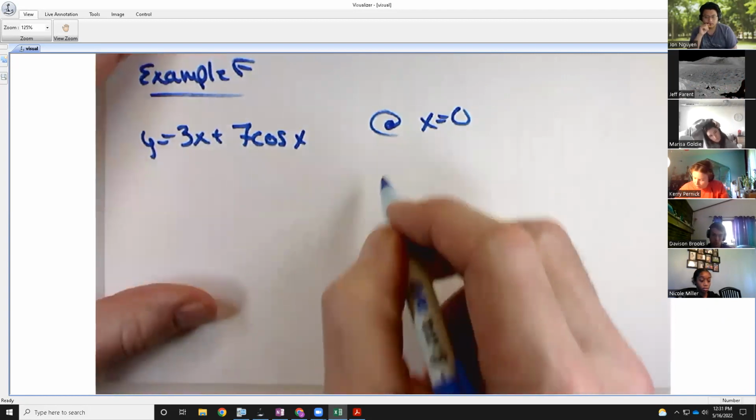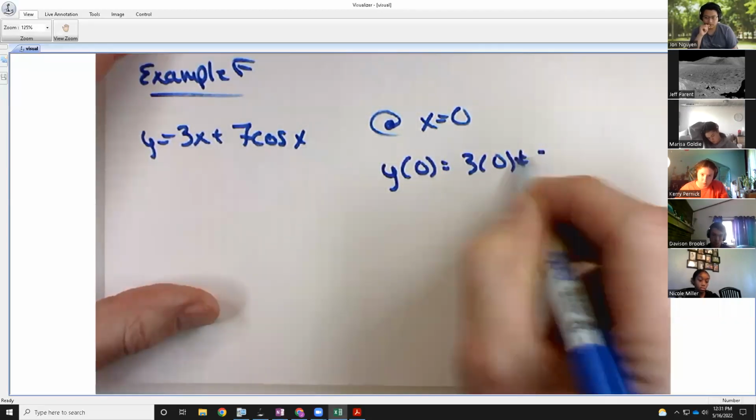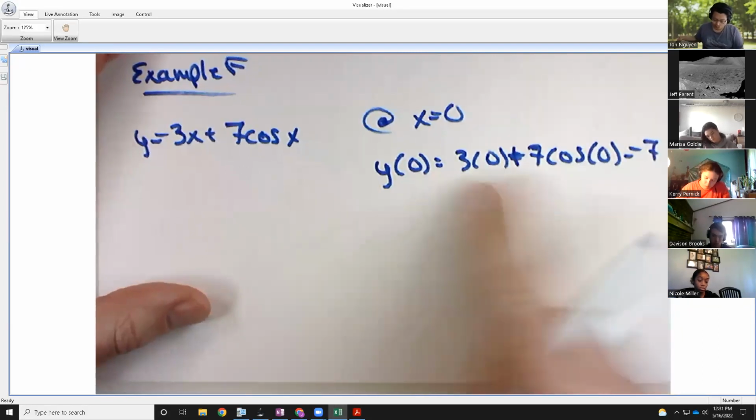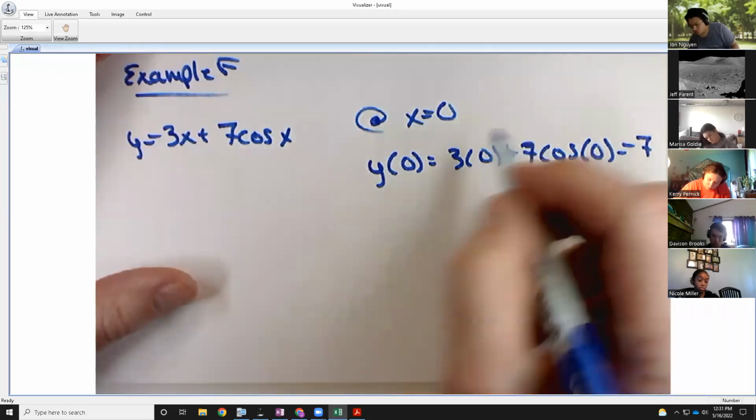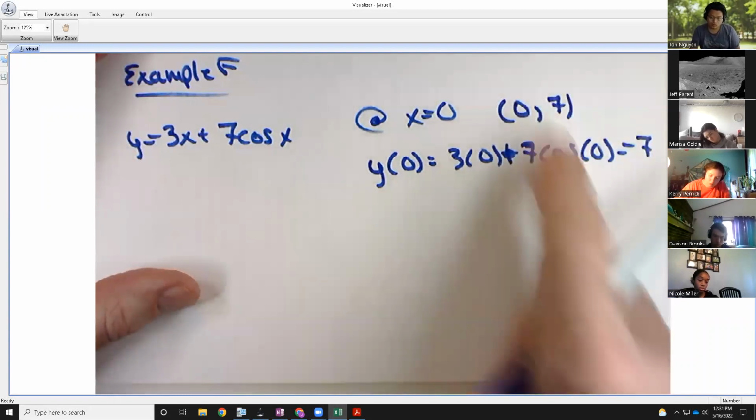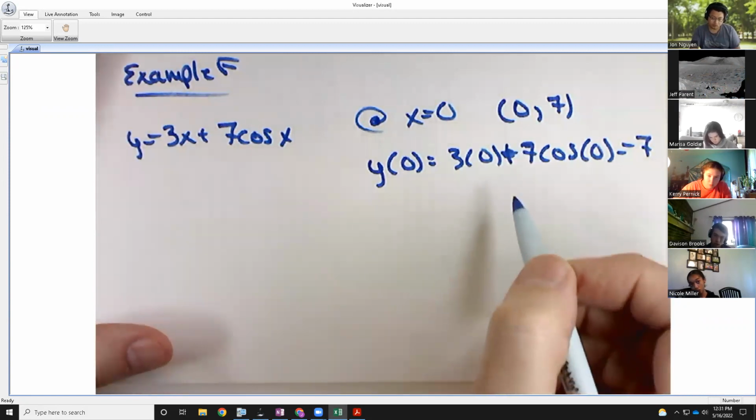Sure. So I'll call it y of 0 equals 3 times 0 plus 7 times the cosine of 0, which is 0 plus 7, or just 7. So yeah, thanks, Nicole. So we've got a point at 0 and 7. That's where we want to find the equation of the tangent line. So then what? Let me go back up to the top. Chris, what's next?